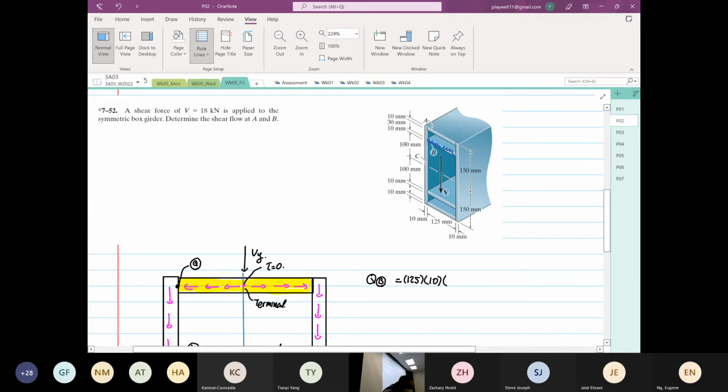The Y bar is 110 minus 10 divided by 2. So 110 minus 10 divided by 2, times 10, times 125, is equal to 131.25 times 10 to the power 3 meter cube, or 131.25 times 10 to the power minus 6 meter cube.